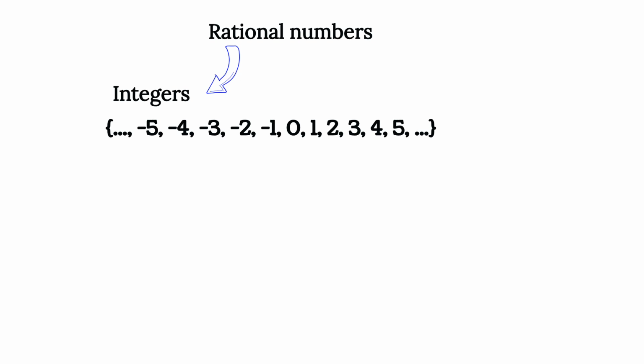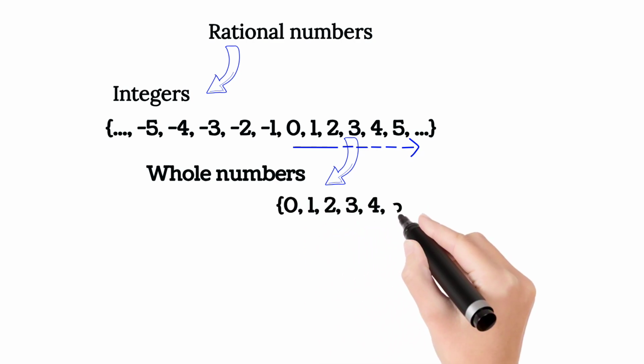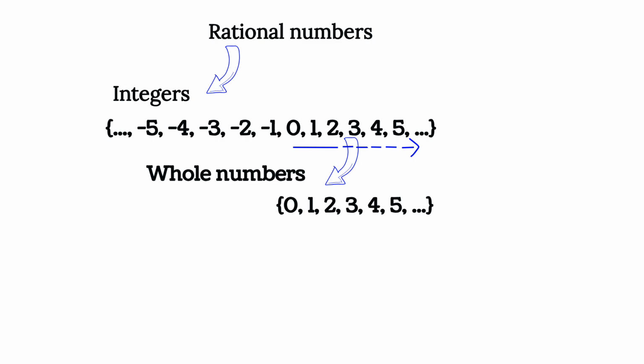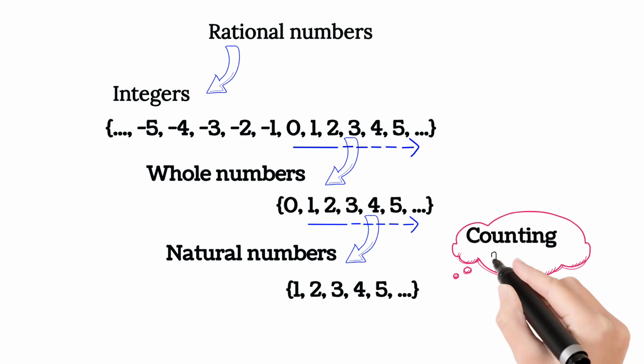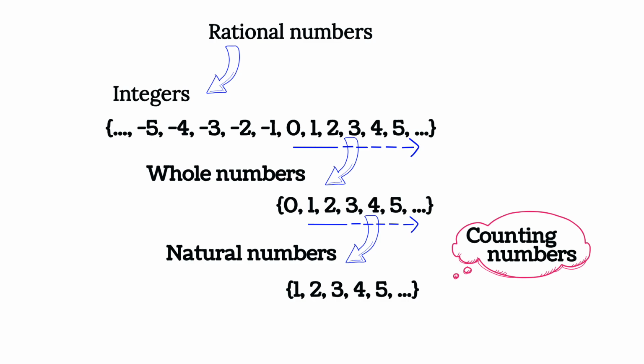Inside the set of integers, we find another subset called whole numbers. Whole numbers include all the positive integers, plus 0. So, the set of whole numbers is 0, 1, 2, 3, 4, 5, and so on. Finally, within the whole numbers, we have the natural numbers. These are all the positive integers, without 0. So, the natural numbers are 1, 2, 3, 4, 5, and so on. We often call these the counting numbers, because they are the ones we naturally use when learning to count.